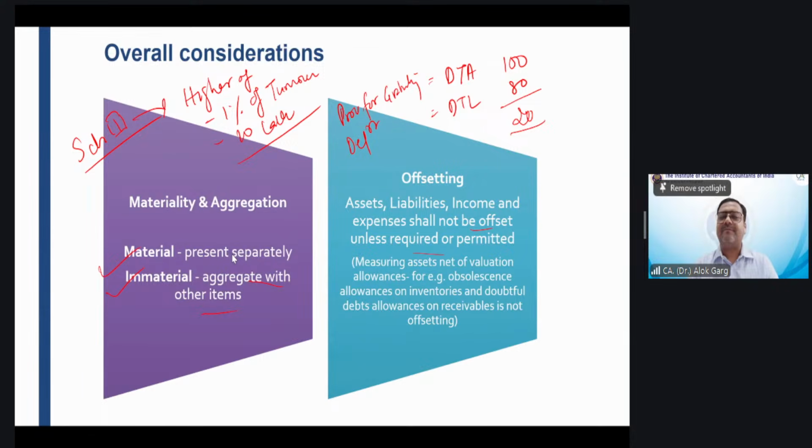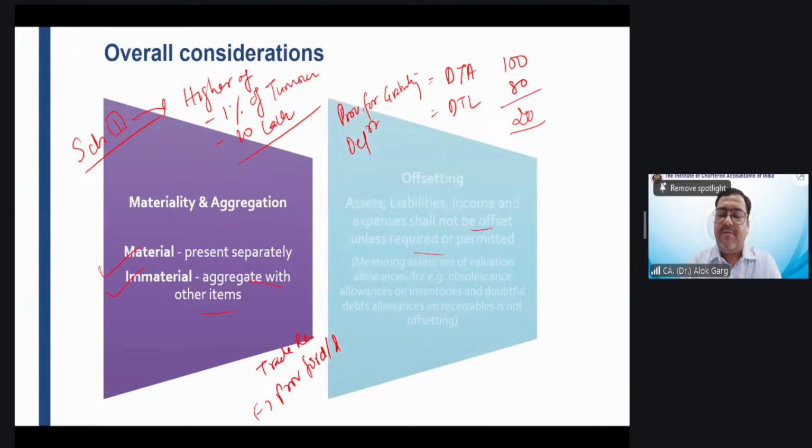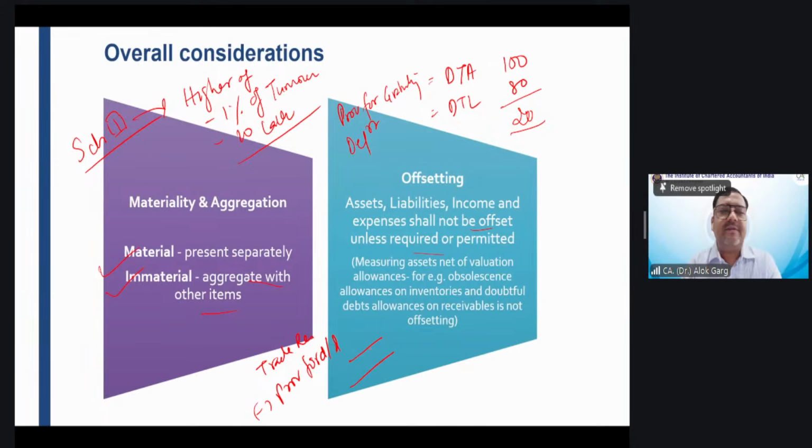Okay. Yes, sir, at times we will show the debtor balances as trade receivables less provision for doubtful debt, right? Have you seen this presentation? Trade receivable less provision for doubtful debt. Have you seen it? Trade receivable 100 rupee, provision for doubtful debt 30 rupee. Net in the balance sheet 70 rupee. Is it offsetting?